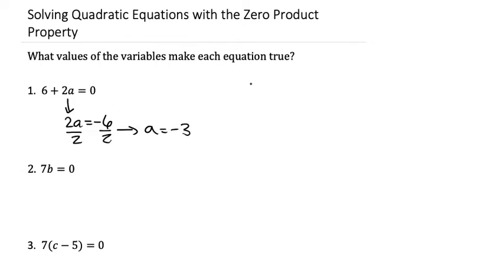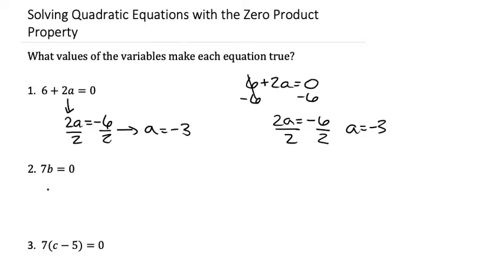Now, another way that you could go about figuring this out is just solving the equation. So if my equation is 6 plus 2a equals 0, to get a by itself, I would subtract 6 from both sides. And that gives me 2a equals negative 6. And just like before, if we divide both sides by 2, we get a equals negative 3.